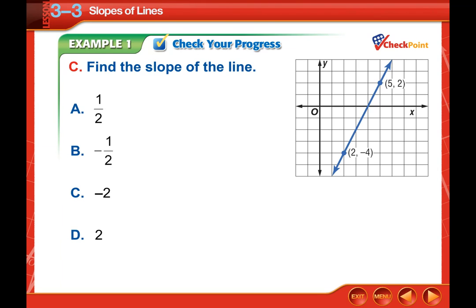Find the slope of this line. Okay, plug it in. y2 minus y1, over x2 subtract x1. 2 subtract negative 4 is 6. 5 subtract 2 is 3. Simplify. Our slope is simply positive 2.